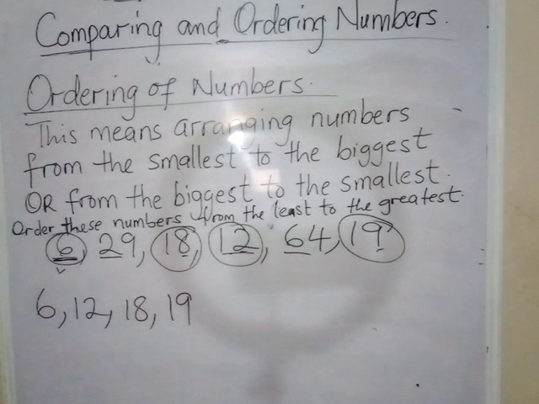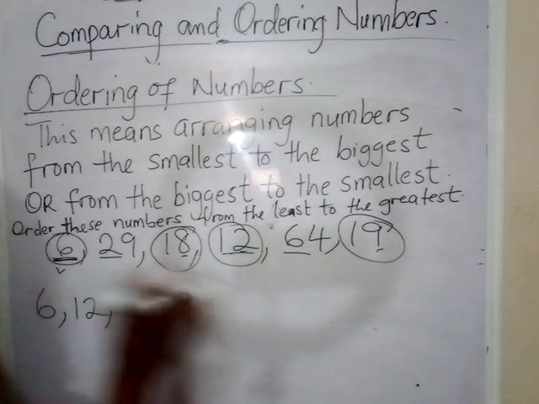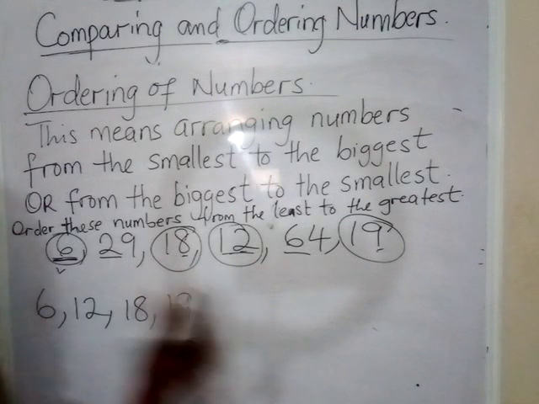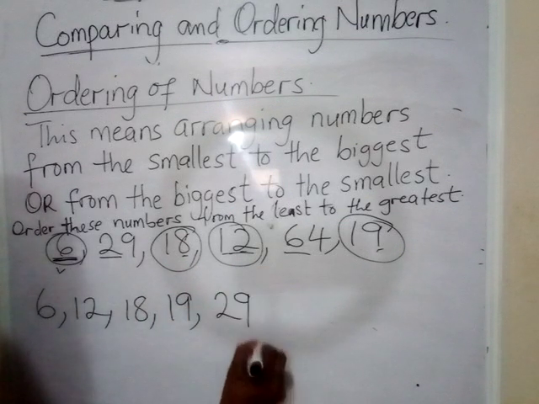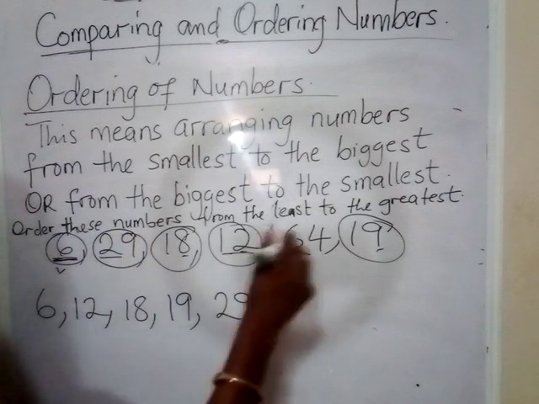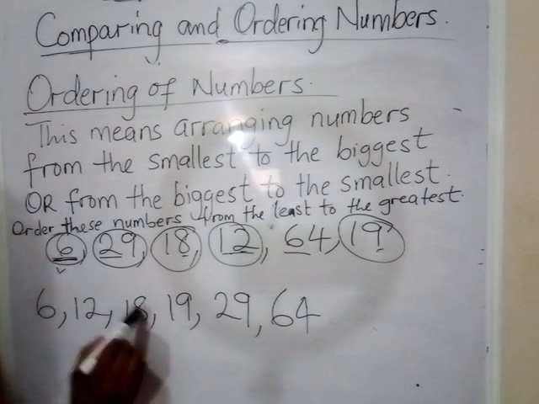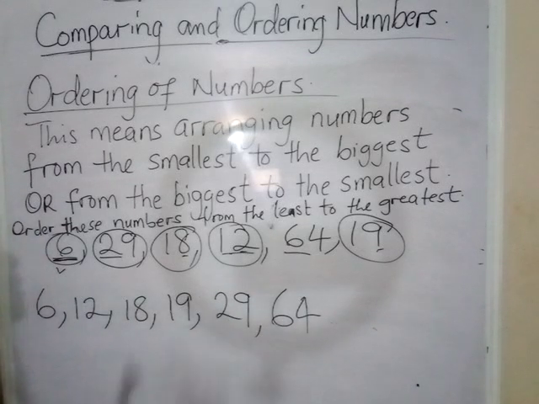If you check, one has 2 in the tens position, the other has 6. 2 and 6, which is bigger? Of course, 6 is bigger. So the smaller of these 2 numbers is the one that has 2 in the tens position, which is 29. And lastly, we have the biggest number there, which is 64. I hope we understand what we did here, right? We have 64 as the largest. So from the smallest to the biggest, we have 6, 12, 18, 19, 29, and 64.